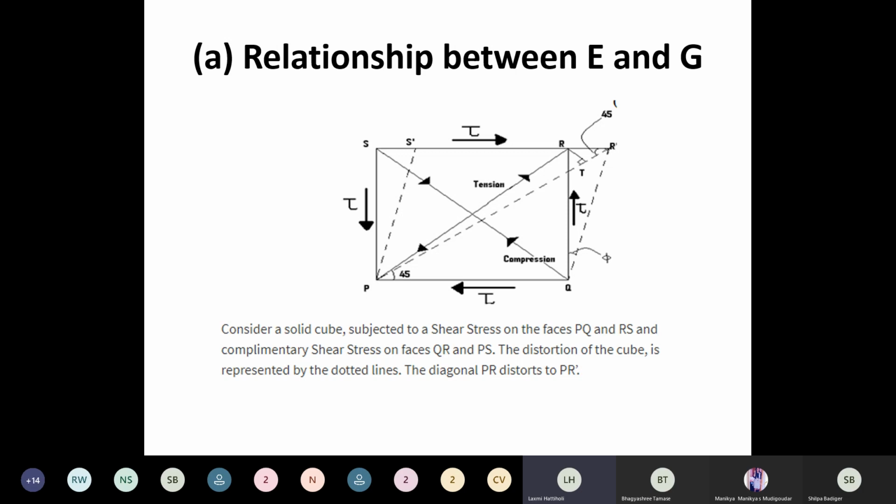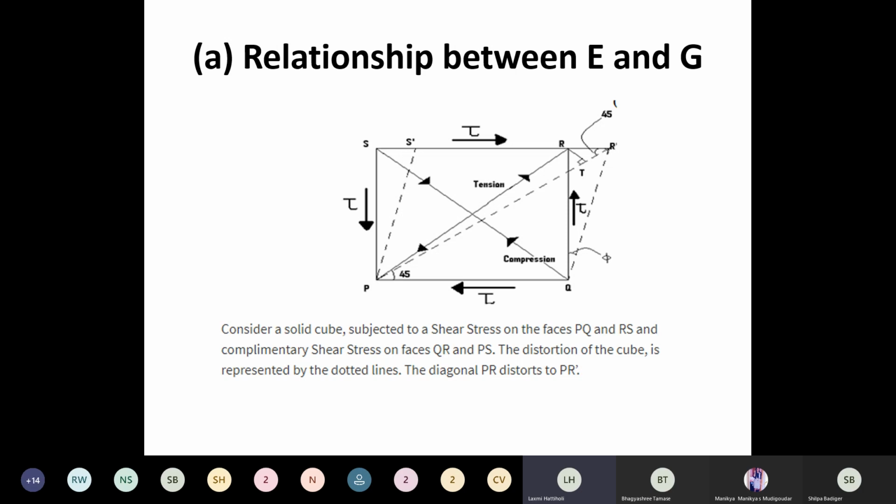Now as a result of this, when you are applying shear in one direction, obviously in the other direction a complementary shear generates automatically. So complementary shear PS and PQ is also taken as tau. So PQRS is subjected to shear stress tau. Now when a block is subjected to shear stress tau, obviously it slides. It undergoes sliding. You can see in the dotted lines, the sliding occurred in the solid block.